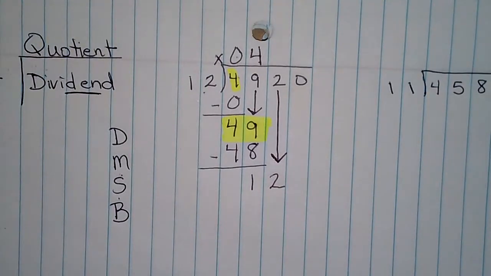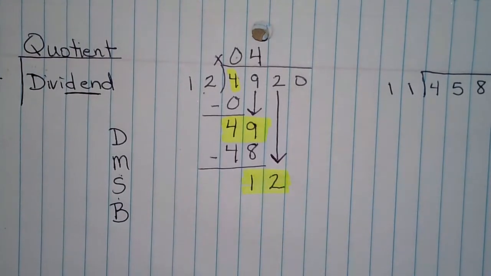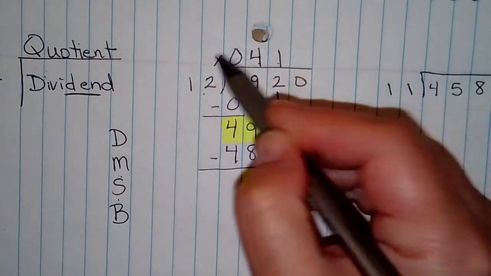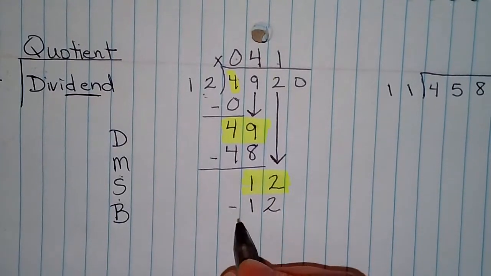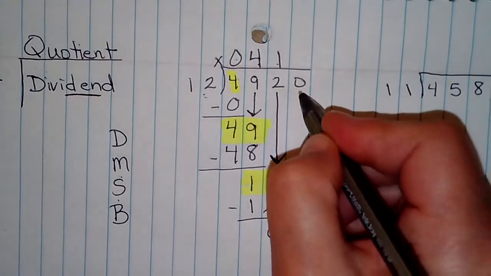Okay, so now we're looking at 12 divided by 12. And we know we can make 1 group. So there's our division. 1 times 12 is 12. There's our multiplication. We're going to subtract and then bring down our 0.